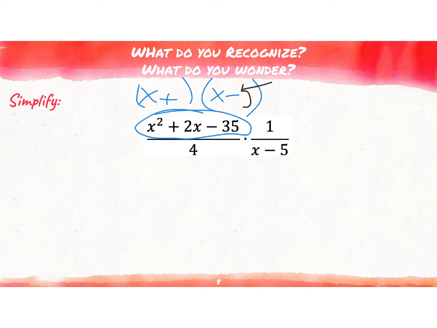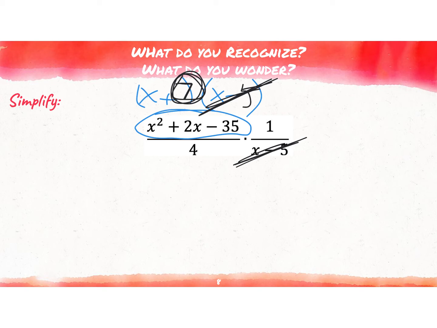Okay, then there's only one number left. Bennett, 5 times what? 7. You got it. That must be a 7. Okay. Now that it's X plus 5 and X minus 5 on the top, that X minus 5 will cancel. And I'm pretty much done.